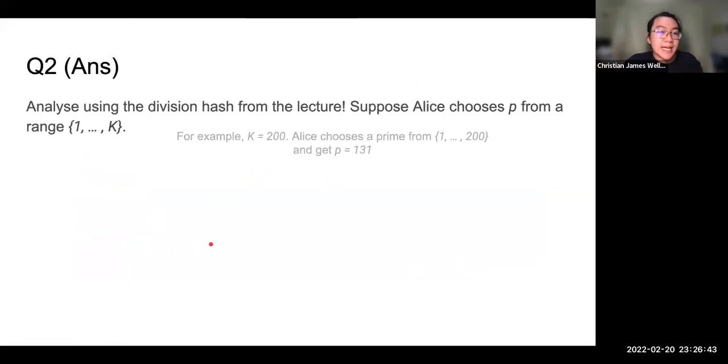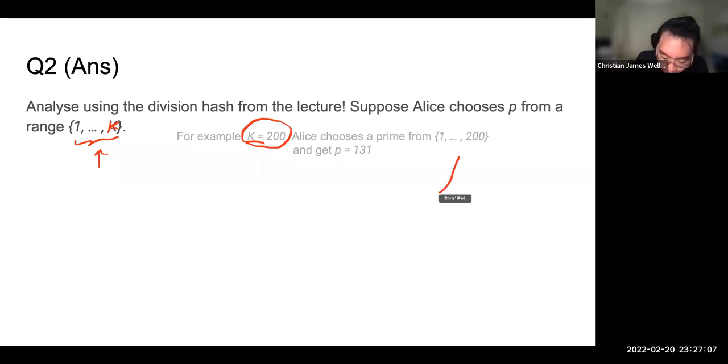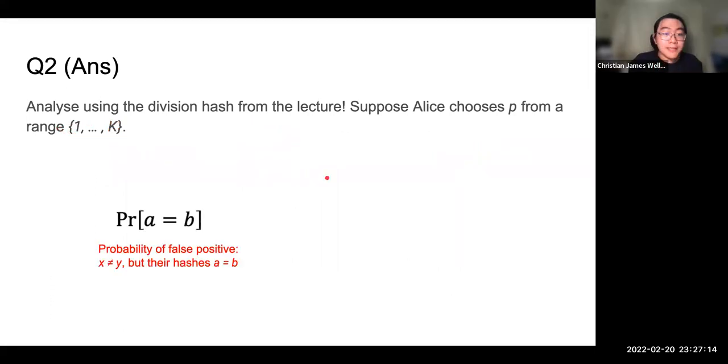The idea is actually really similar to the division hash from lecture. Suppose Alice chooses a prime from a range 1 to k, so this is the largest value of the range that we set, and the prime that we choose is within this range. For example, if we set k to be 200, notice k doesn't have to be prime, it's just a range that we set. We choose a prime from this range and we get 131.